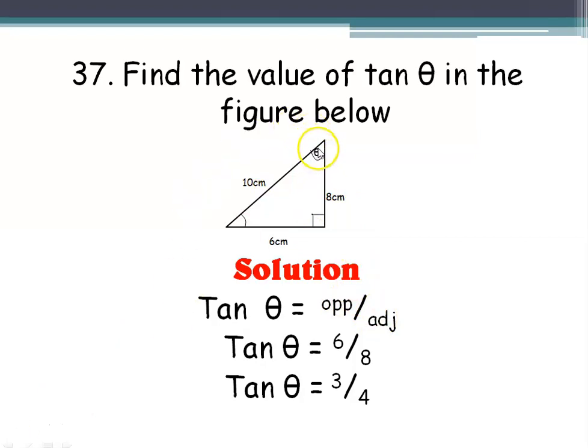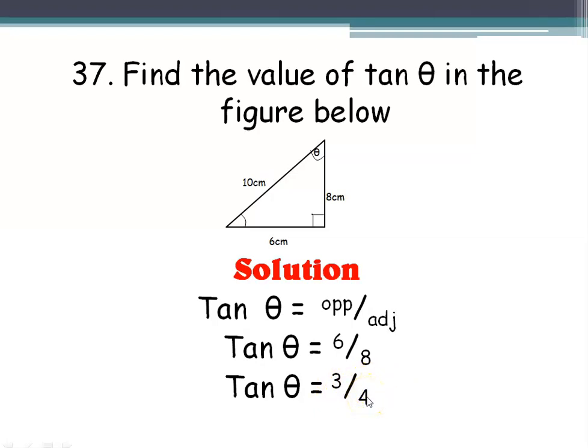This is my angle, so the side facing the angle is the opposite. So opposite is 6 centimeter, then this is the adjacent 8 centimeter, and this is the hypotenuse, the longest side, 10 centimeter. So tan theta now is opposite over adjacent. This is my opposite 6, and then my adjacent is 8. 6 over 8. Okay, but I can divide this further. 2 here 3, 2 here 4. So in our options, the answers are actually in fraction form, so we'll just leave it like this. Tan theta is 3 over 4.